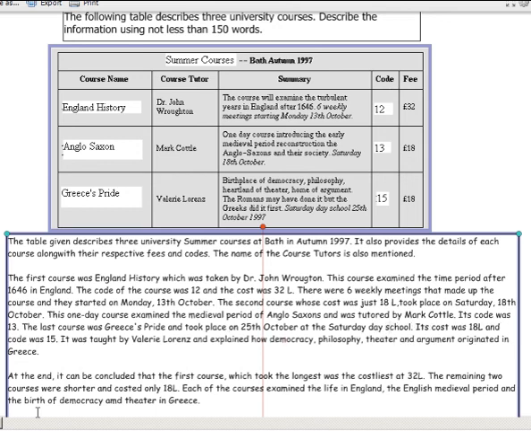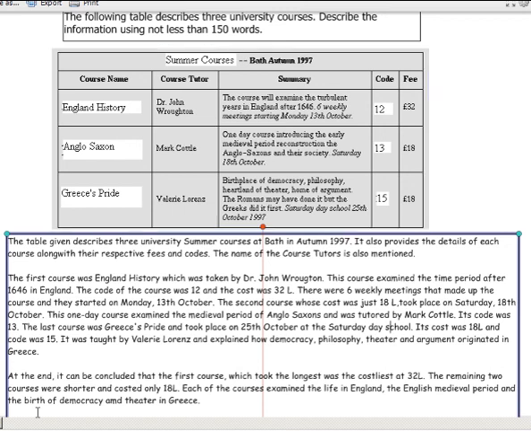Right? And at the end, it can be concluded that the first course, which took the longest, was the costliest at £32. The remaining two courses were shorter and costed only £18. Each of the courses examined the life in England, the English medieval period, and the birth of democracy and theatre in Greece. So that is all the information that we need to put into this writing task 1. In order to improve it, you could use a bit of more vocabulary and introduce different kinds of sentence structures. This is just a simple template on which you can work.